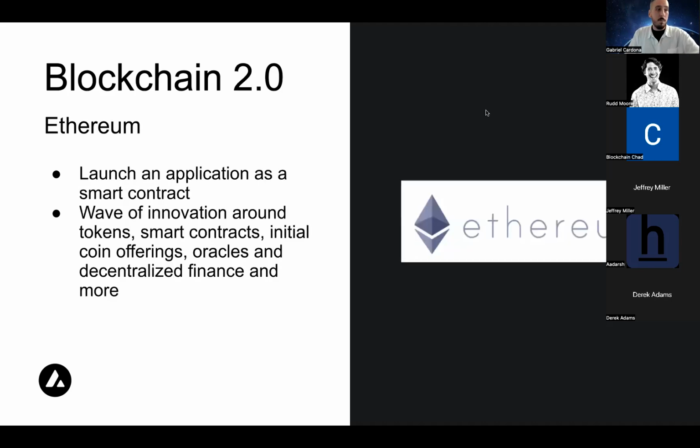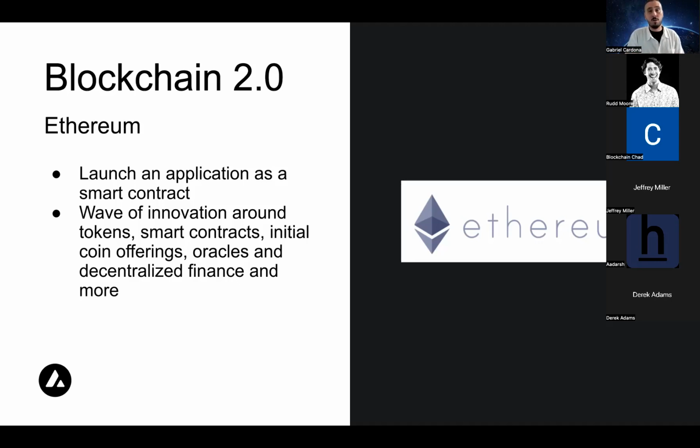All right, so blockchain 2.0 is Ethereum. And Ethereum is a decentralized platform which enables developers to launch their own dApps on top of it in the form of a smart contract. And prior to Ethereum, if you wanted to launch your own dApp, then you had to roll your own network. And this led to a very bespoke environment where few projects were able to reach the network effects required to tip and go mainstream.